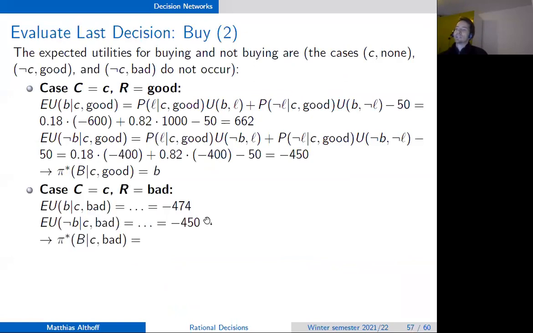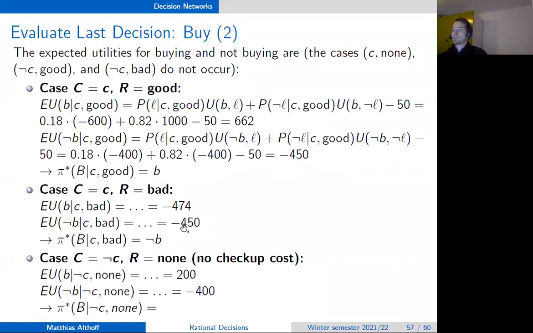Good. So now we do exactly the same for the other case. So the report is bad. And then, of course, in this case, the utility which is better is the one where we don't buy the car. It's not much difference, interestingly, but there's a small preference to not buying the car.